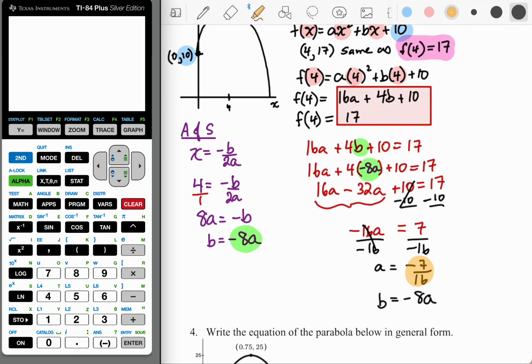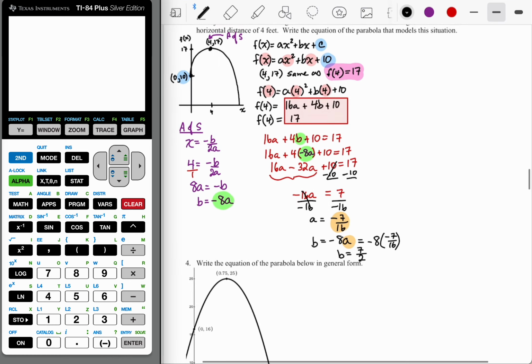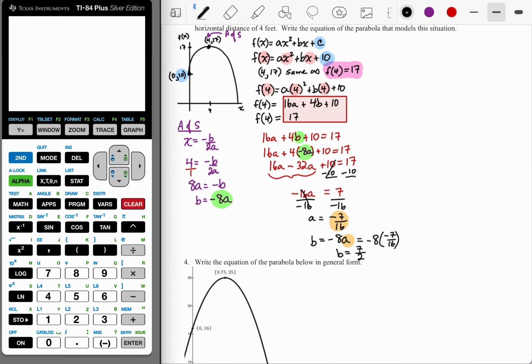So I can replace the a in this equation with negative 7 over 16. So I'd write this as b equals negative 8 times negative 7 over 16, which would give me b equal to, well, I was going to say a clean 7 over 2. I mean, relatively clean. It's a little bit nicer than negative 7/16, but it's not ideal. Anytime you're dealing with fractions, it's not going to be ideal, but we can live with it. These aren't the worst fractions ever.